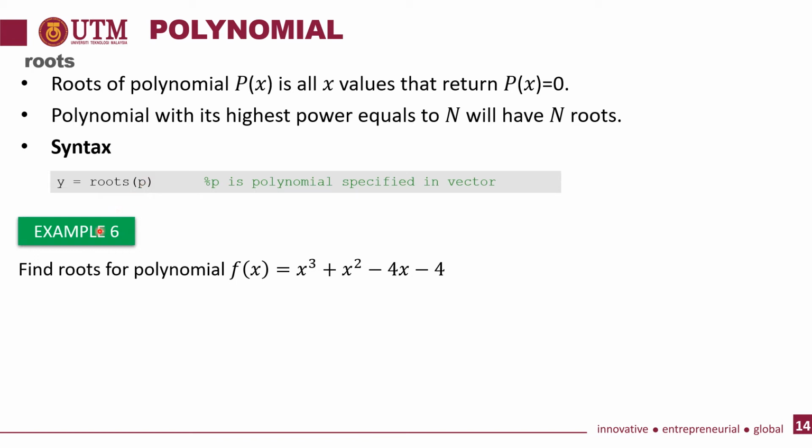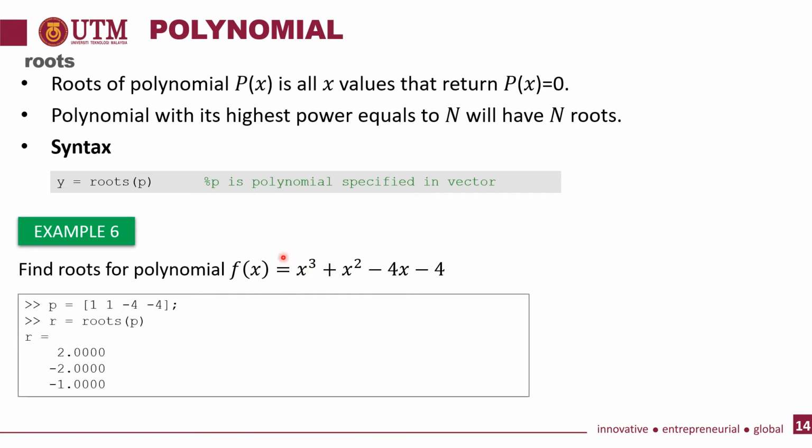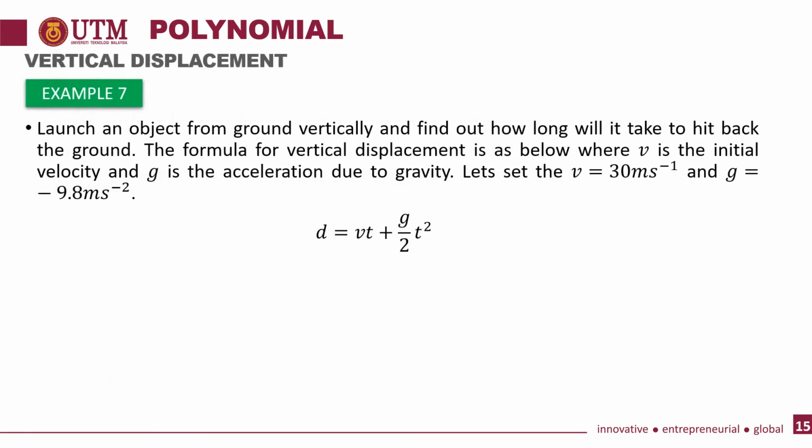All right, so in example number 6, let's take a look. Example number 6 asks you to find the roots for the polynomial f(x) equals x to the power of 3 plus x to the power of 2 minus 4x minus 4. So what should you do first? First, you should convert the expression into a vector. Okay, 1 1 minus 4 minus 4. And then you can simply use roots. Okay, r equals roots p, which is this expression, and you can get the roots. From here you can see that the highest power of the term is 3, so you will have 3 total roots.